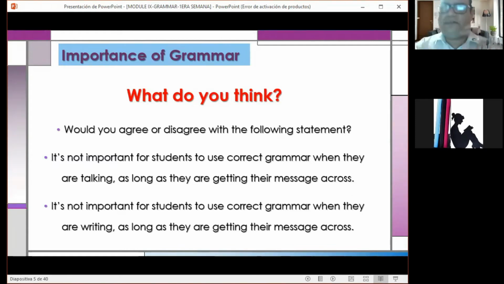So here we could have so many ideas about these two aspects, no? Oh, yeah, here someone wrote something in the chat. Diana says, I disagree. If they are with their friends, we can speak way informal, yeah? But if they are in a school or university, they should use the grammar. Yeah, this is what we were talking about, no? That was what I told you.